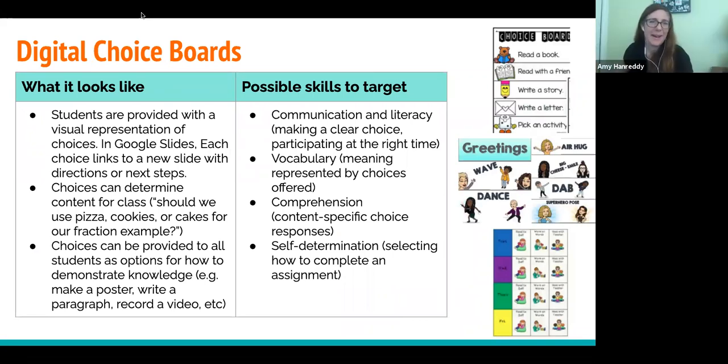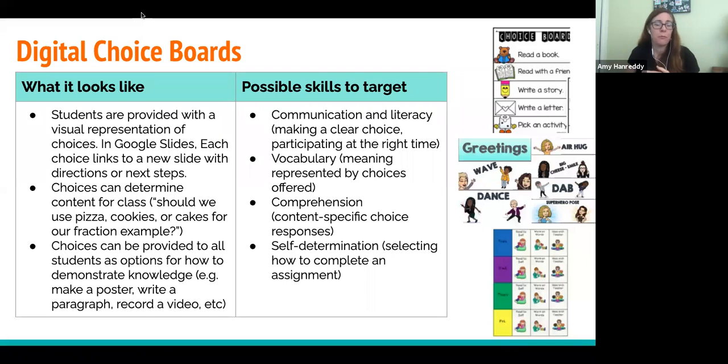Okay, and then our last strategy is just the idea of digital choice boards. So digital choice boards can come in a ton of different formats, and if you just Google this phrase, digital choice boards, you will come up with lots and lots of examples that are already created online, so nobody needs to reinvent the wheel for sure.